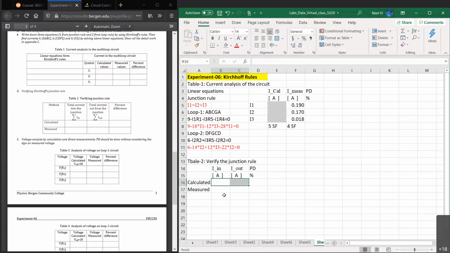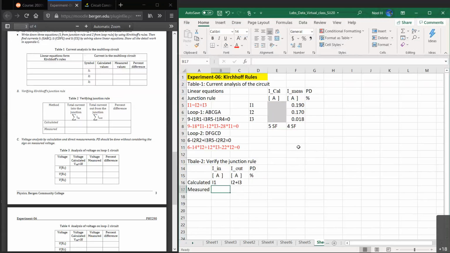Okay, so the current totally coming in is only I1. So you have to have the I1 value from the previous table. Current going out is going to be I2 plus I3. So those you have to get from the previous table. Okay, I will let you do that. Those numbers from here. Okay, and measured values I have, right?